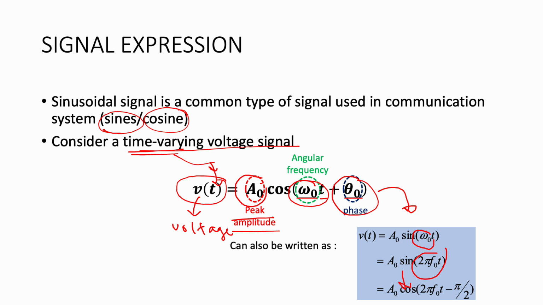All right, and then omega naught also, we can represent it as a frequency, where omega is equal to 2 pi f. All right, so when we have a sine and we want to change it into cosine, okay, sine changed to cosine, there will be a delay of negative pi over 2.